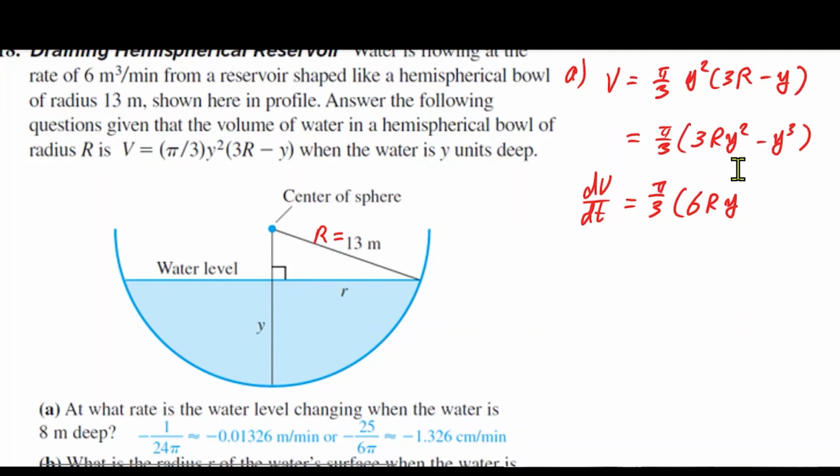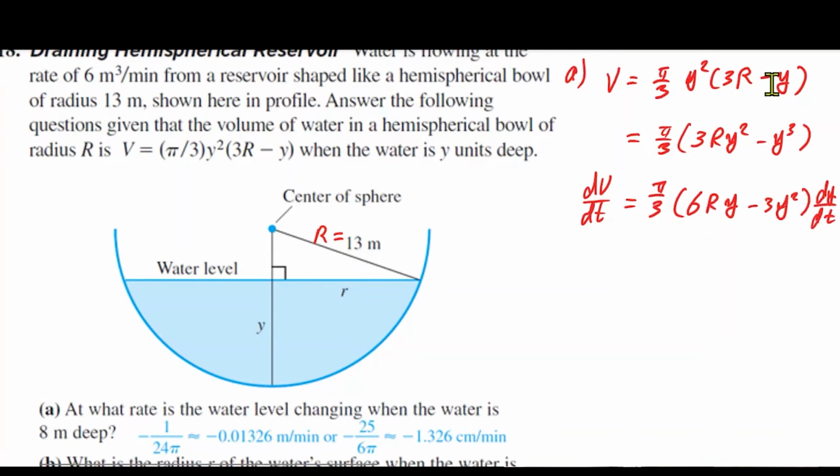R is a constant. R is 13, you get it? You could have substituted 13, but you see why mathematicians don't like that, and then I have to take a derivative. R is 13, constant, okay? Minus 3y squared. And I am not forgetting the chain rule. I'm just common factoring it and putting it here. So this will give you dy dt.